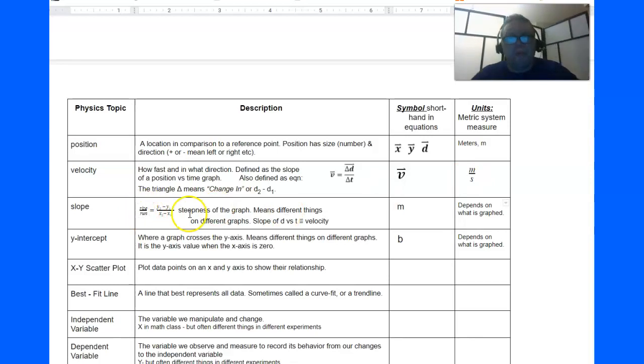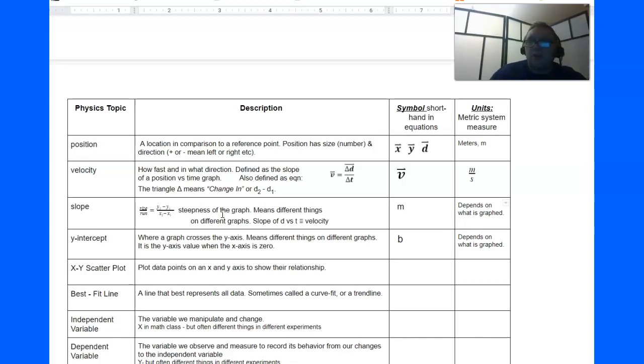So slope, the steepness of a graph. This is where in math we learn a lot of skills, but we don't always apply them immediately to things that have different meanings for us. In physics, we take these things and we do apply them. The thing that's sometimes shocking to people new to this is that the slope or steepness of a line can have a meaning other than it's going up really fast.